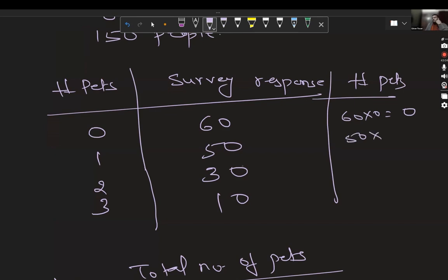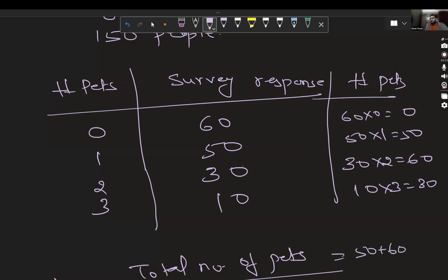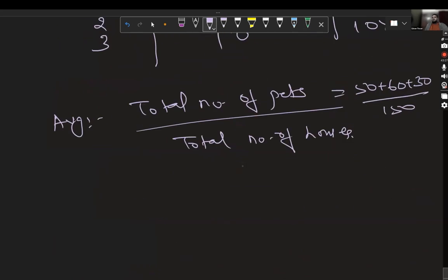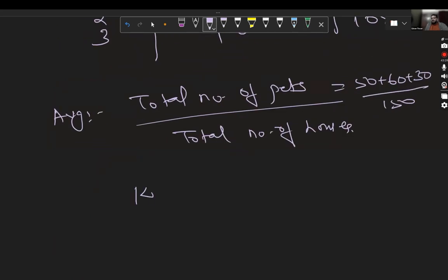50 houses. How many pets? 1. So value is coming as 50. How many houses have 2 pets? 30 houses into 2 pets, so total number of pets is 60. And how many houses have 3 pets? 10 houses into 3 pets, it is coming as 30. So what is my total number of pets? It is coming as 50 plus 60 plus 30. And how many houses do we have? 150. So if I sum this, 140 by 150. This is the average number of pets per house.